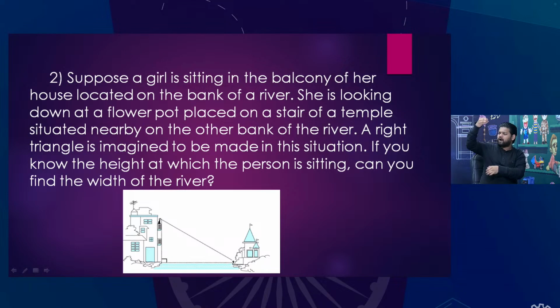And second situation is, suppose a girl is sitting in the balcony of a house located on the bank of a river. She is looking down at a flower pot placed on a stair of a temple situated nearby on the other bank of the river. A right triangle is imagined to be made in this situation. If you know the height at which the person is sitting, can you find the width of the river?